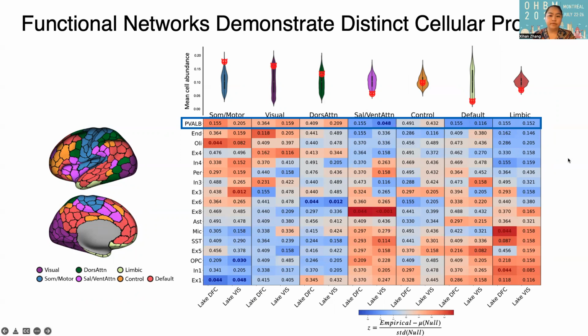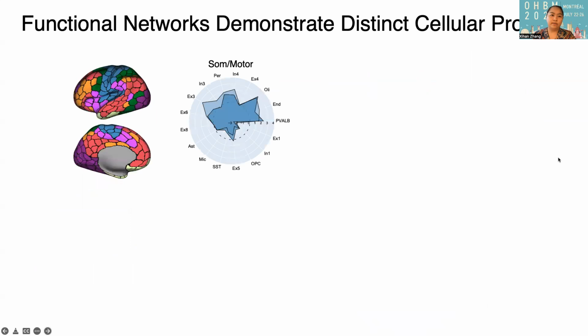To have a clear view of that, for each network, we visualize the relative enrichment of all the 17 cell types on a polar plot. For example, the somatomotor network. The z-scores derived from the 2 independent replicates, DFC and LIVS, were overlaid on top of each other. You can see the patterns are pretty reliable between these two. The dotted circle here represents the median of null abundance for each cell type as a reference for enrichment.